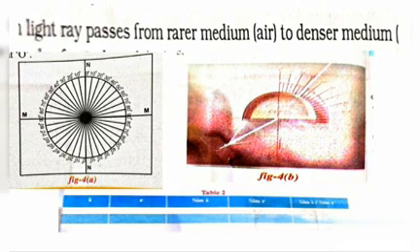Okay, so what is that activity name? Obtaining a relation between angle of incidence and angle of refraction. So what is that activity? Obtaining a relation between angle of incidence and angle of refraction.